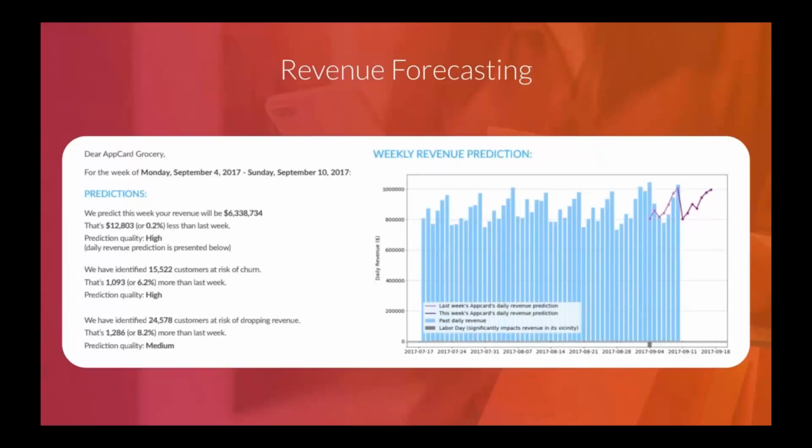So now we're on to revenue forecasting. Here's an example of our revenue projection reports. AppCard has a revenue prediction tool that allows you to look into the future by sending merchants a revenue projection 30 days in advance. In this case, it is a weekly report. And in purple is what we predicted for last week and also what we predict for the next week. The blue is what the business actually did. This has been very helpful with operational adjustments, especially for multi-location retailers.